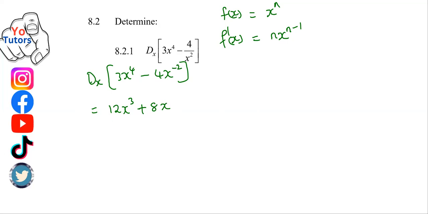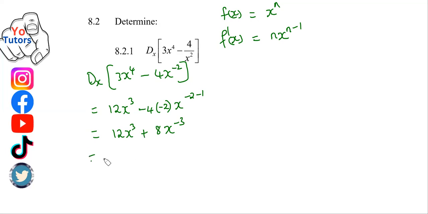Let me just write this all down so that we can understand what's going on here. So here it's going to be negative 2, times what? Negative 4 times negative 2x to the power negative 2 minus 1. And what are we going to get there? We're going to get 12x cubed plus 8x to the power negative 3. Okay, so this will be your final answer.